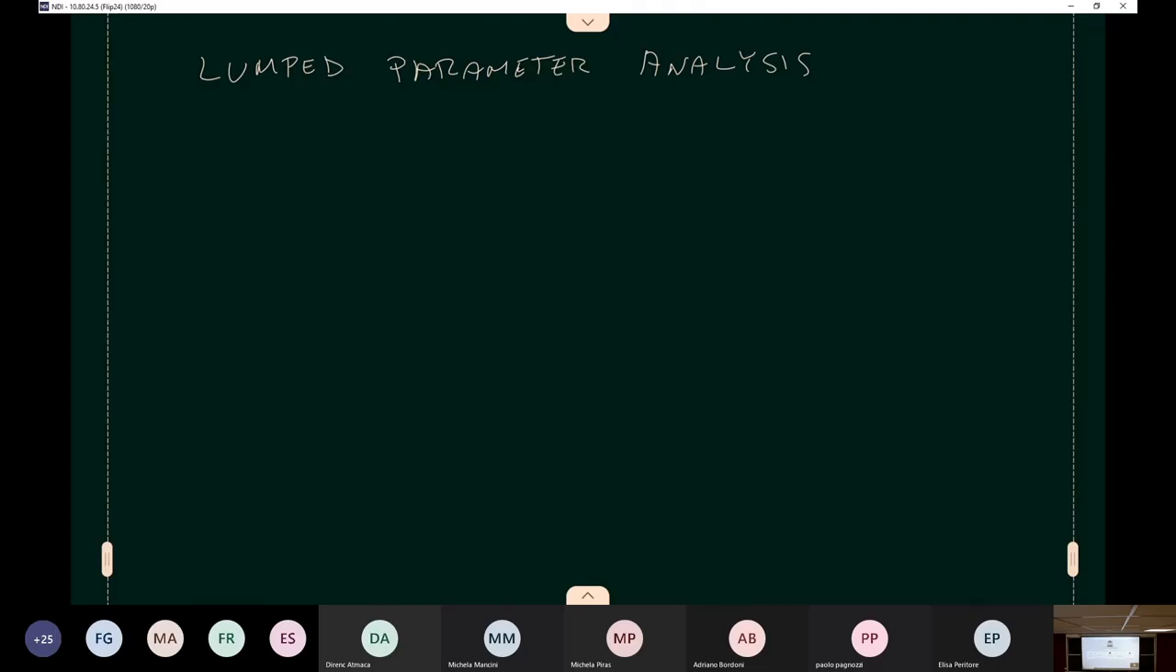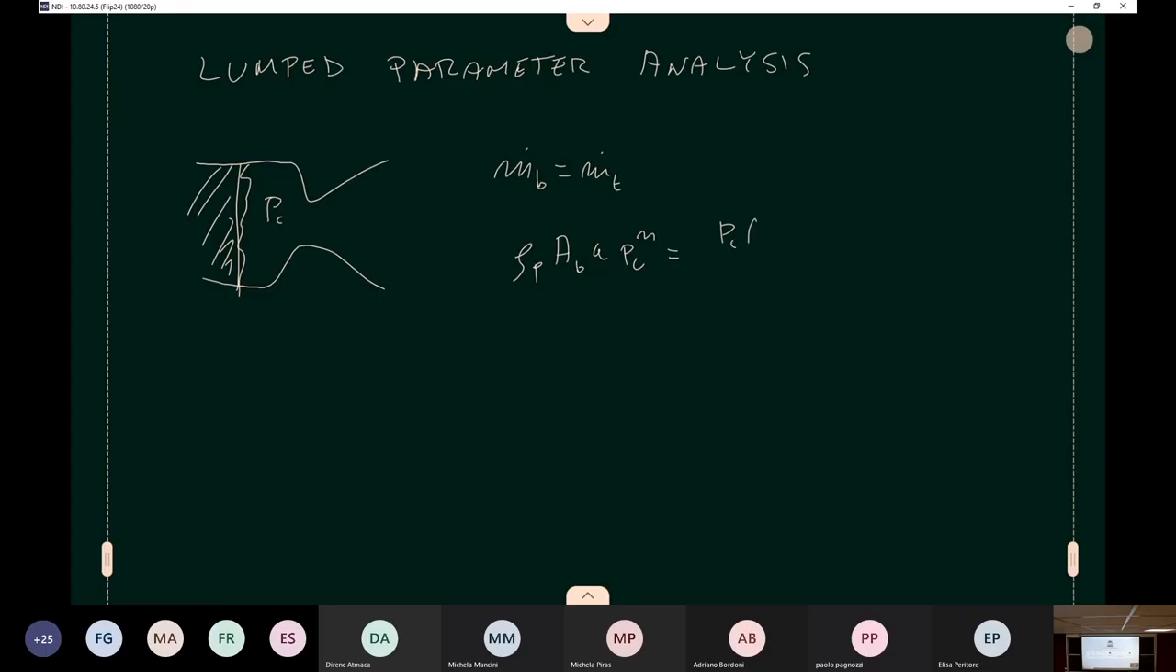And again, let's consider our reference model just to have an understanding. You can see that we have the solid propellant here, which is burning. And we have a given chamber pressure here, which is the total pressure of our nozzle. So as a first step, we say that we can directly compare the produced mass flow rate, which should be equal to that m_t. And in principle we can consider that we have rho_p A_b a P_c^n equal to P_c A_t over c star. And you can solve for P_c, for instance, from here.